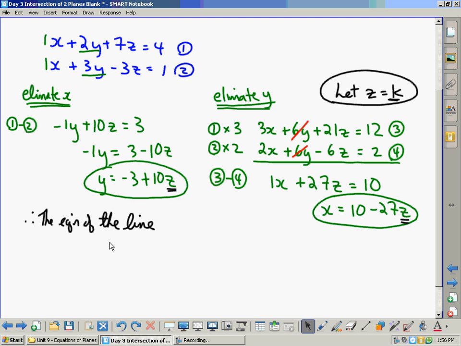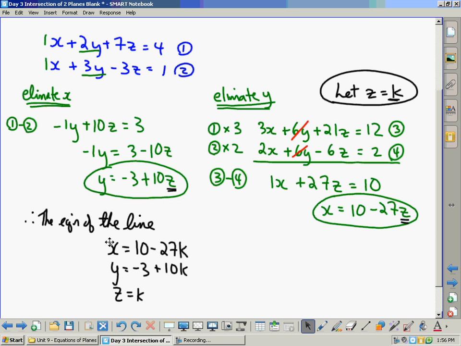x equals 10 minus 27, instead of z it's 27k. y equals minus 3 plus 10k. And then z is just k. And that will describe the equation for the line.